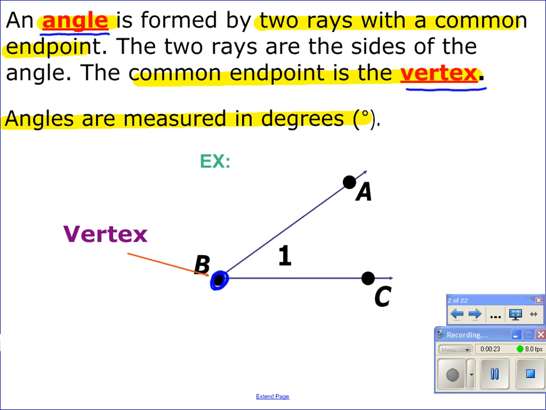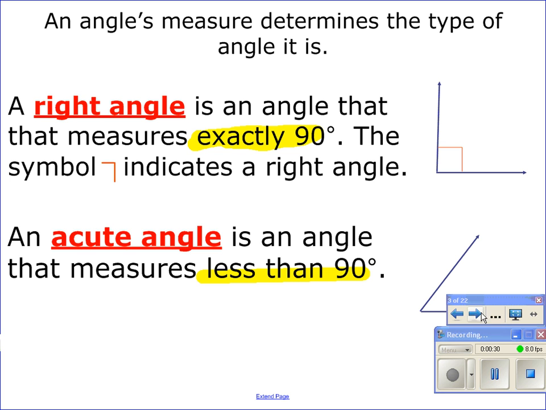So here's the vertex. This would be called vertex B. And this is angle 1. It says an angle's measure determines the type of angle that it is.